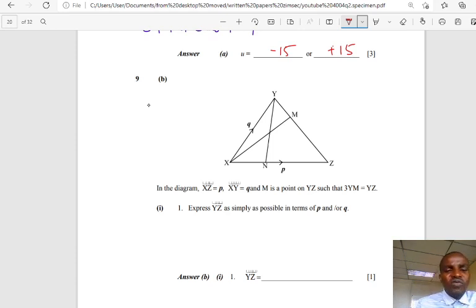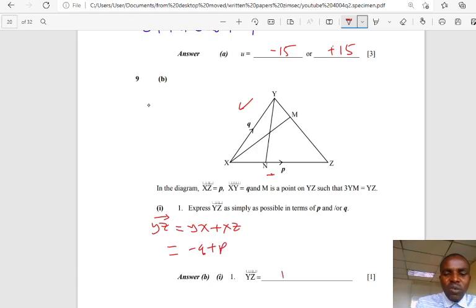So what do you do? We want to find YZ. Vectors have order, they have direction. So YZ goes from Y to Z. You go YX plus XZ. So it's YX plus XZ. What is YX? It's against the arrow, so it will be minus XY, which is minus q, plus XZ. XZ is p.